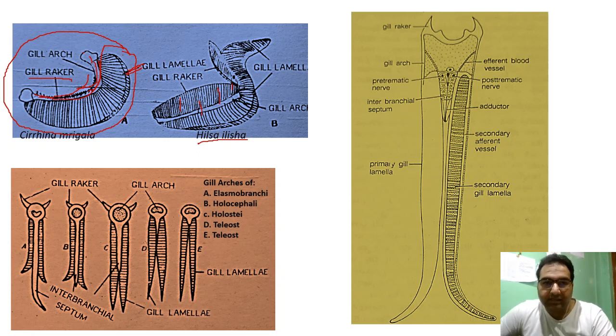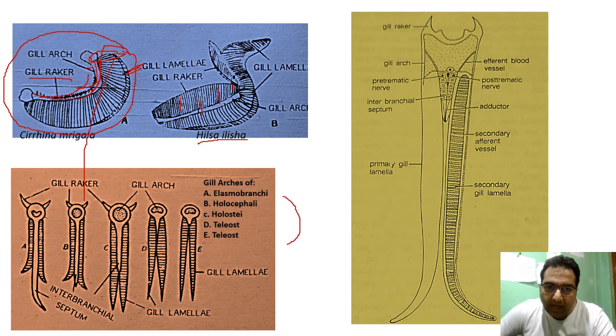Now in this case, you are seeing the gill rakers in the case of Hilsa ilisha; they are long and thin, and the filaments are also long and thin. But here, what we are seeing now is a complete gill. For example, I will take this portion out and zoom it. It will look like this. On this side, the gill rakers are present, and now the gill filaments are like this.